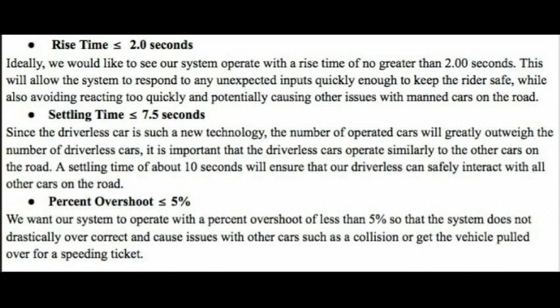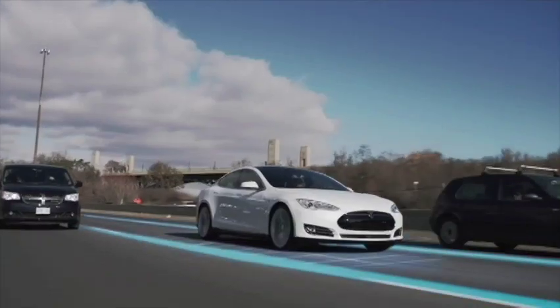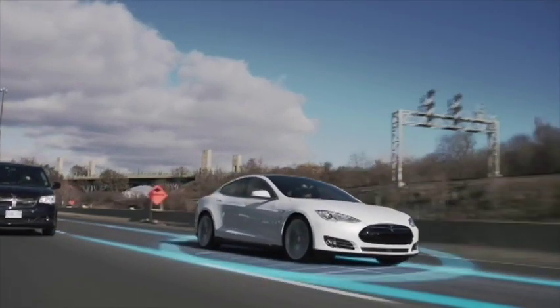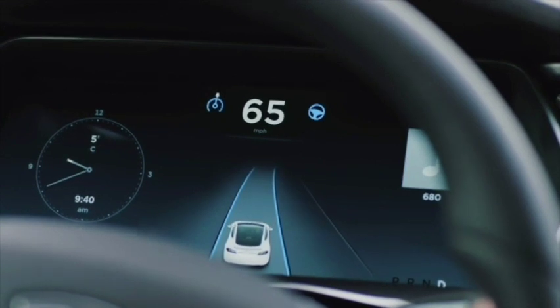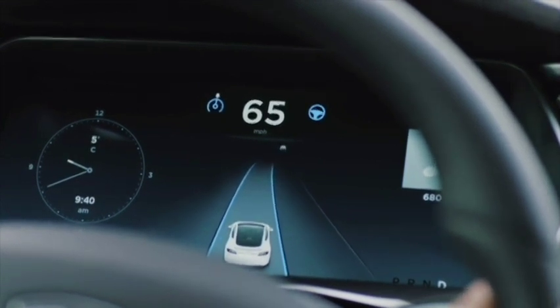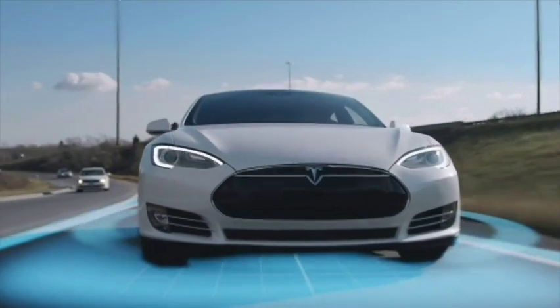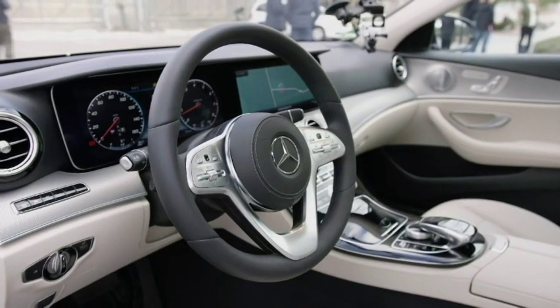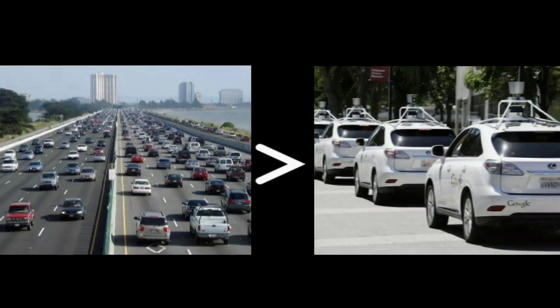Ideally, we would like to see our system operate with a rise time of no greater than 2 seconds. This will allow the system to respond to any unexpected inputs quickly enough to keep the rider safe, while also avoiding reacting too quickly and potentially causing other issues with manned cars on the road. Since the driverless car is such a new technology, the number of operated cars will greatly outweigh the number of driverless cars. It is important that the driverless cars operate similarly to the other cars on the road.